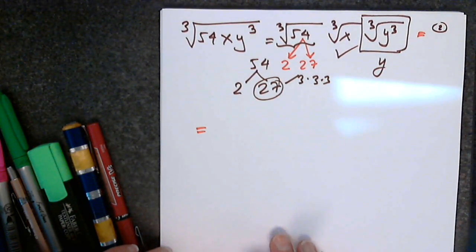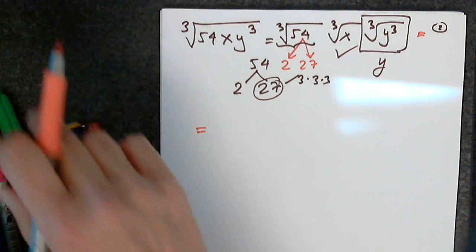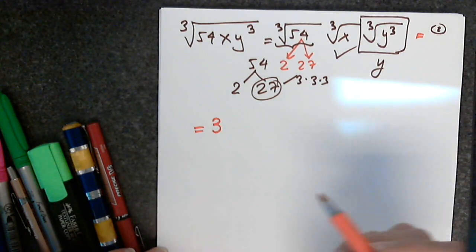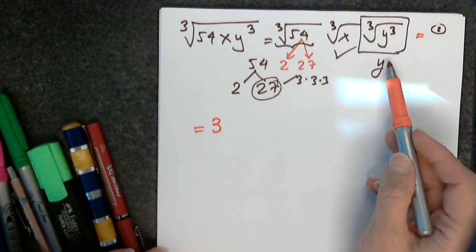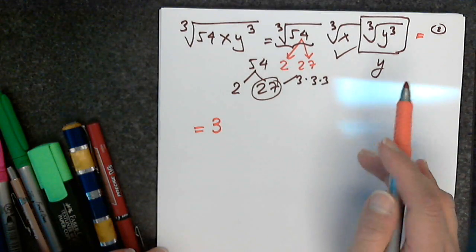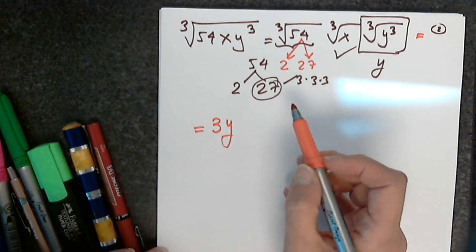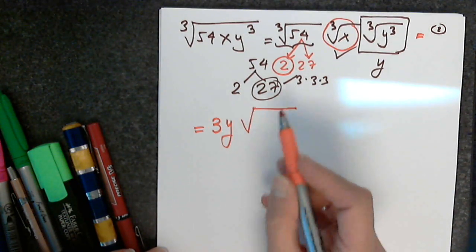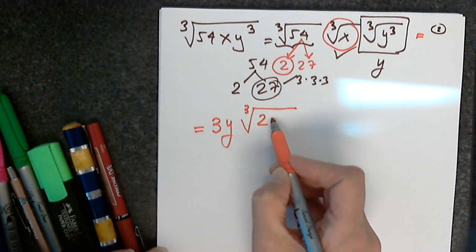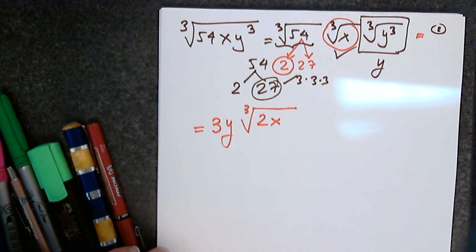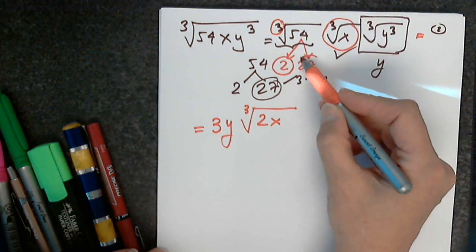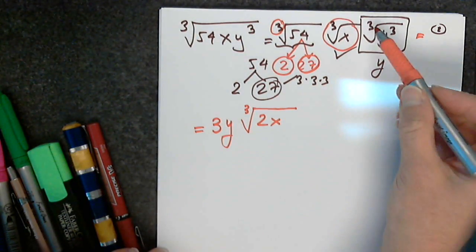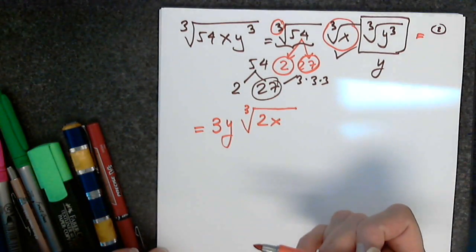Can anyone tell us the simplified form of the first radical? 3. There is no square root here. 3y. And this is left over and this is left over, and they have to be under what root? Yes, 2x. I'm sorry? Where did 3 come from? The cube root of 27 is 3. The cube root of y cubed is y.